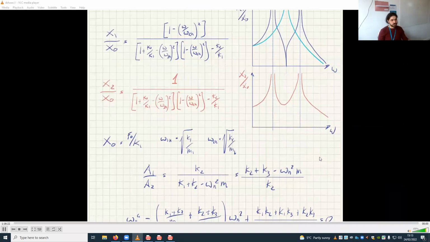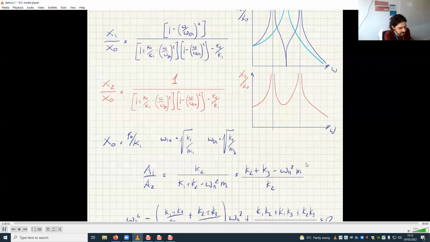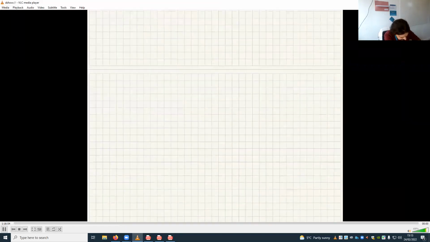All right, so let's solve tutorial 1. And I'll do 1a and 2a, which are basically use the frequency equation method to find the natural frequencies and mode shapes of this system here, which is a torsionally vibrating shaft, and a system of 2 masses and 2 springs. So let me do question 1a.